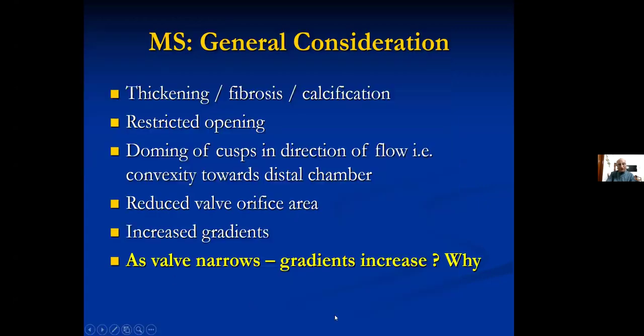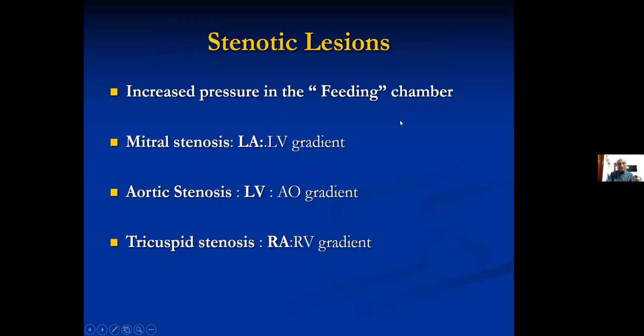Then, of course, as the valve narrows, this you all know, because in every stenotic lesion, there's an increased pressure in the feeding chamber. For example, in mitral stenosis, the feeding chamber is LA, so there's increased pressure leading to an LA-LV gradient. In aortic stenosis, the feeding chamber is LV. In tricuspid stenosis, the feeding chamber is RA. So there's always a gradient between the feeding chamber and the receiving chamber. So as the disease progresses, this will go on increasing.